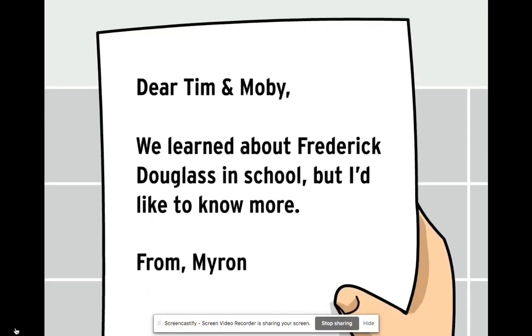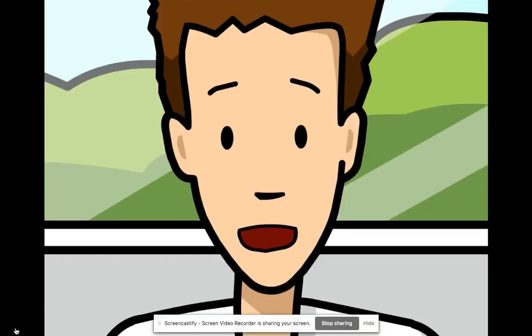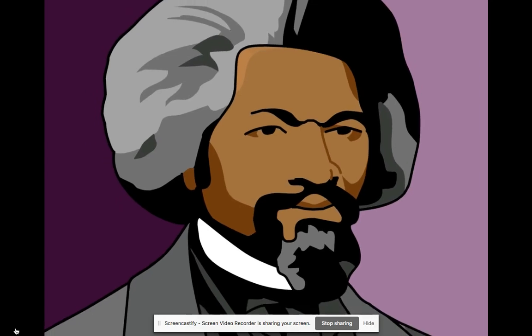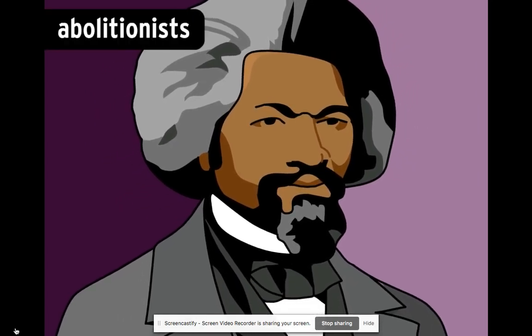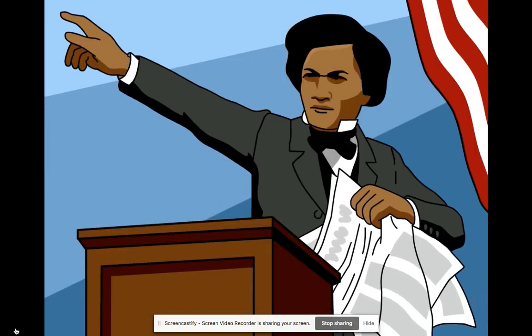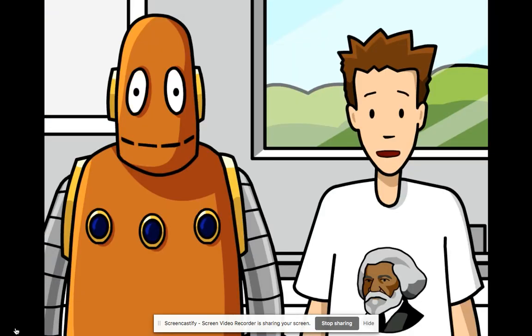Dear Tim and Moby, we learned about Frederick Douglass in school, but I'd like to know more. From Myron. Sure thing, Myron. Frederick Douglass was one of the most famous American abolitionists of the 19th century. That means he was an opponent of slavery. Douglass was a brilliant speaker, writer, and activist. His words were extra powerful because he'd experienced the horrors of slavery firsthand.